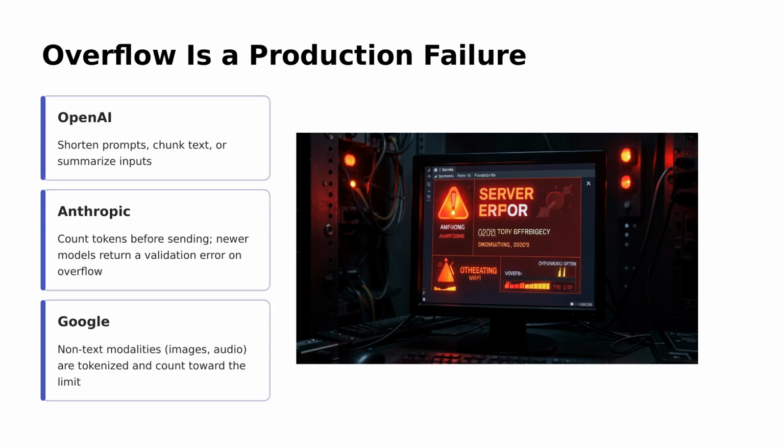Overflow should be treated as a production failure, not an edge case. With OpenAI, the practical fix is to shorten prompts, chunk long text, or summarize inputs before sending. Anthropic recommends counting tokens ahead of time, and newer models will return a validation error if you exceed the limit. With Google, remember that images and audio are tokenized too, so non-text inputs also consume context window capacity.